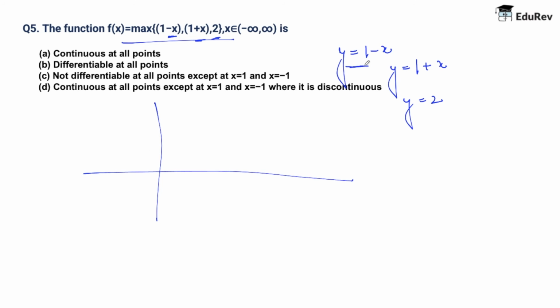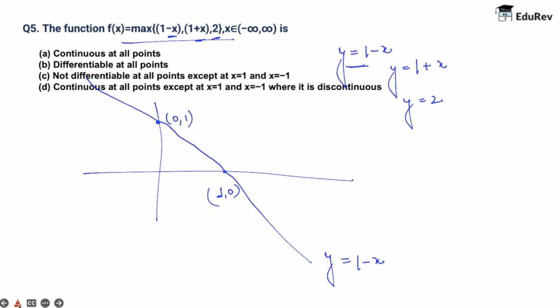So y equals 1 minus x will be what? When x is 0, y is what? 1. Whereas when y is 0, x is 1. So it is (1, 0). Joining these 2 dots is going to give me the plot of what? The plot of y equals 1 minus x.